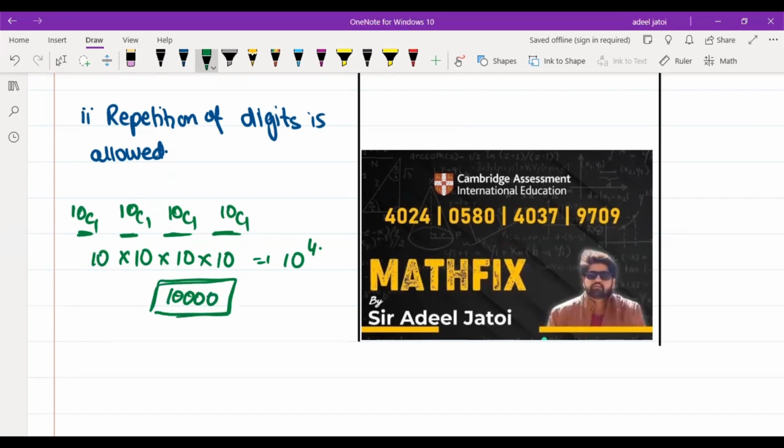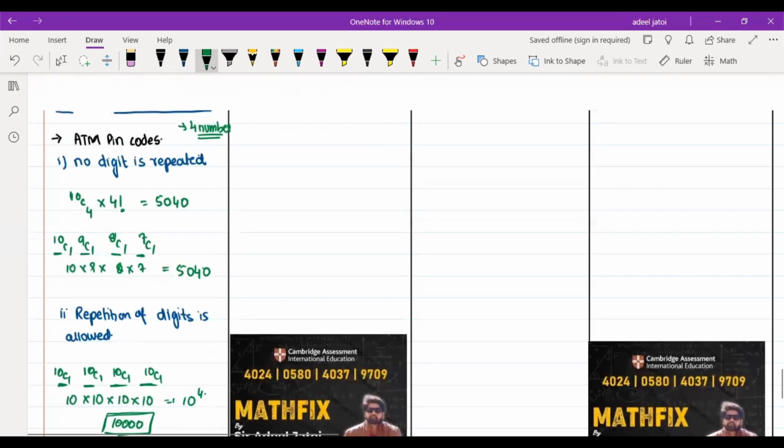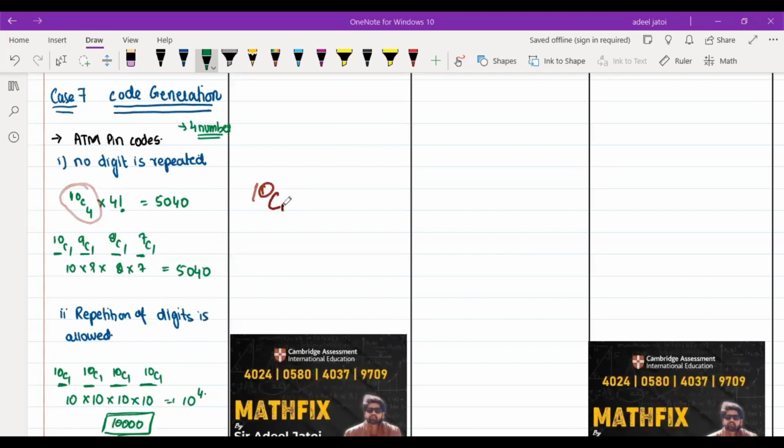Now, what is the difference between the digit not being repeated and digit repeated? When digits were not repeated, with 10C4, each time you are taking separate numbers. Even when you have 10C1, 9C1, 8C1, 7C1, that means you are taking separate numbers and it is not being repeated. At the moment we are talking about digits, and digits start from 0 to 9. So how many numbers do we have? We have 10 numbers in total.